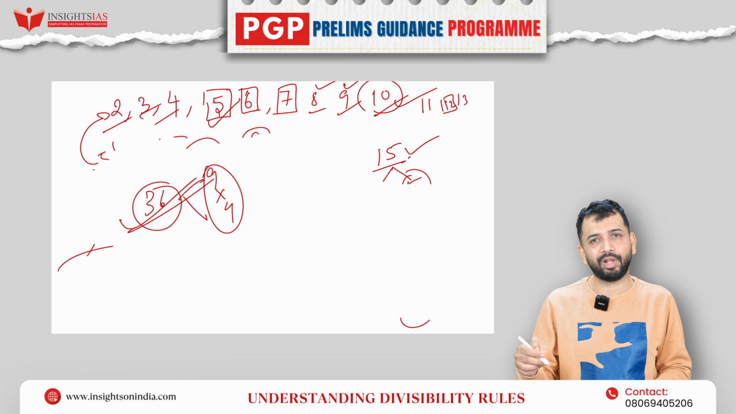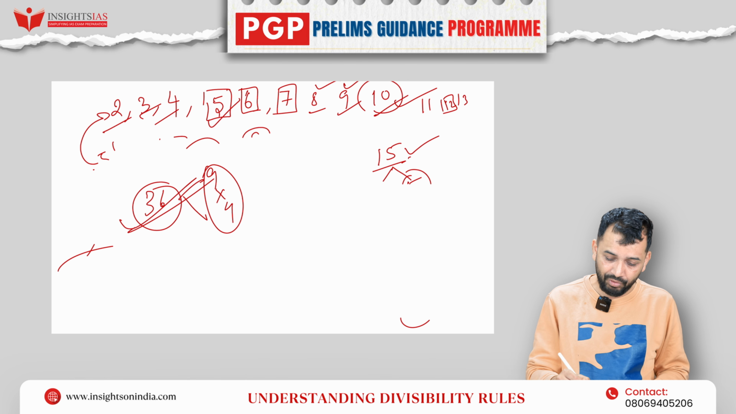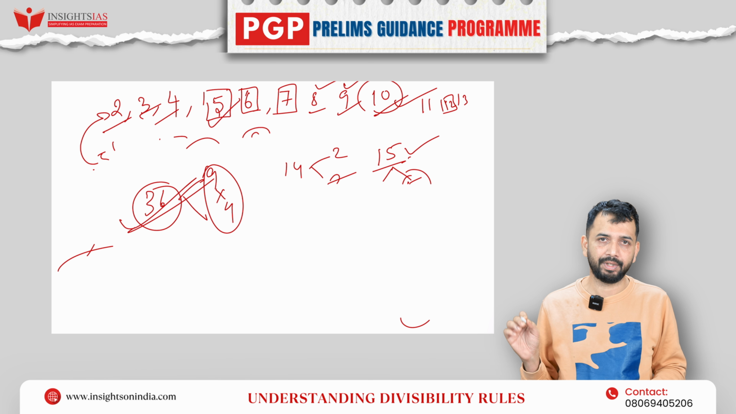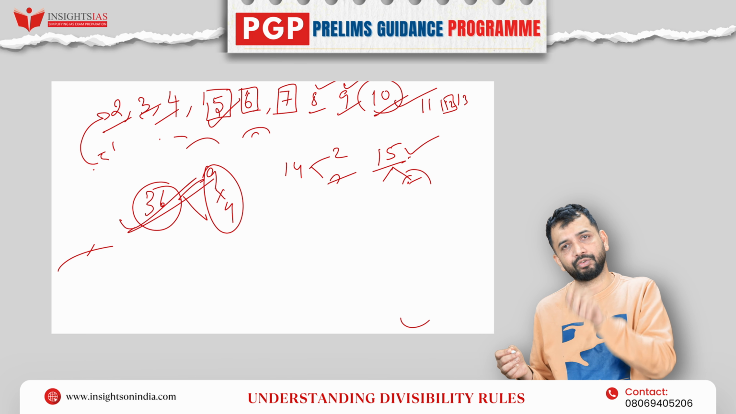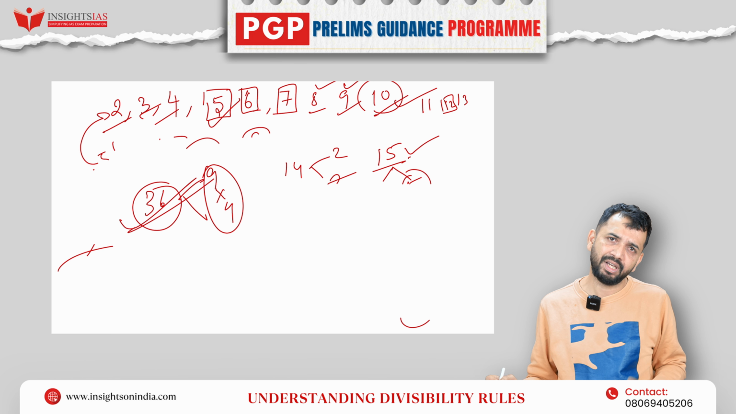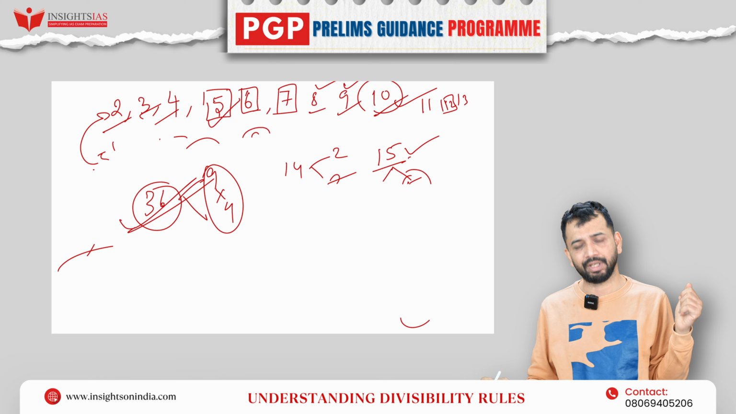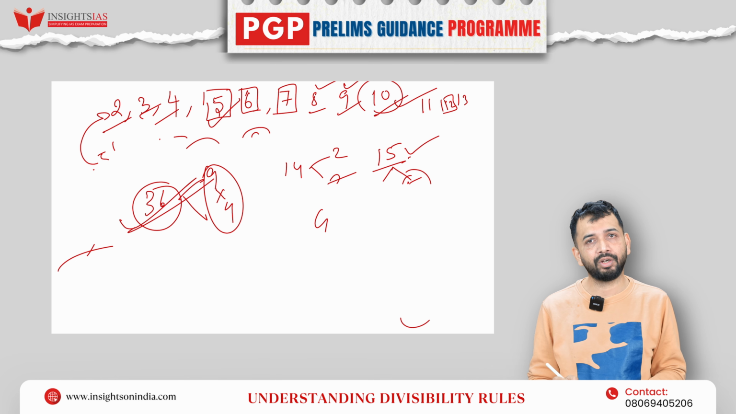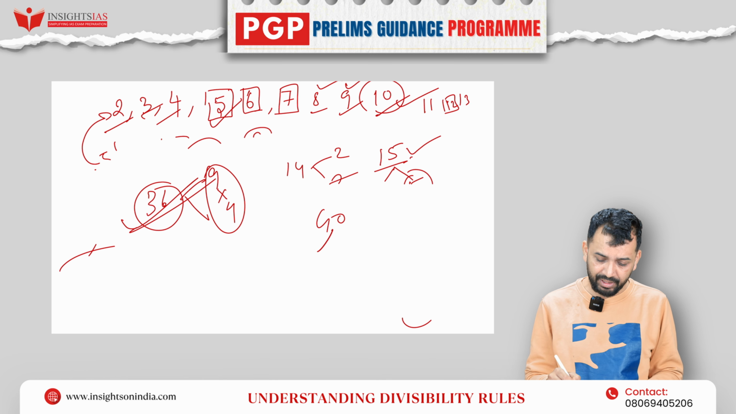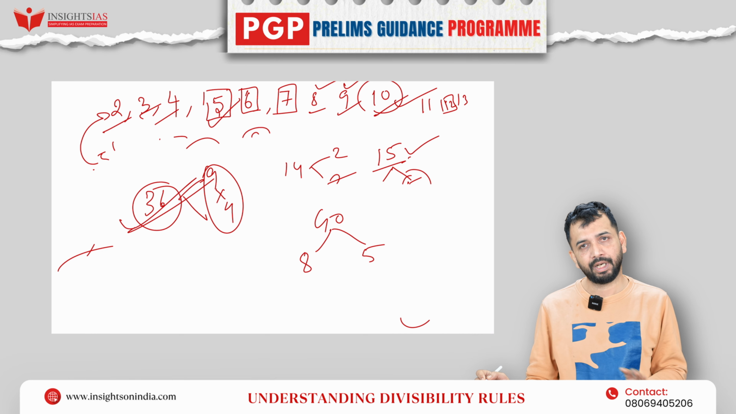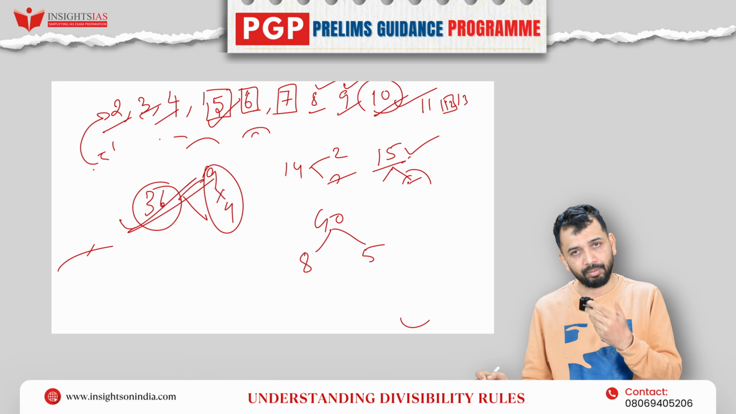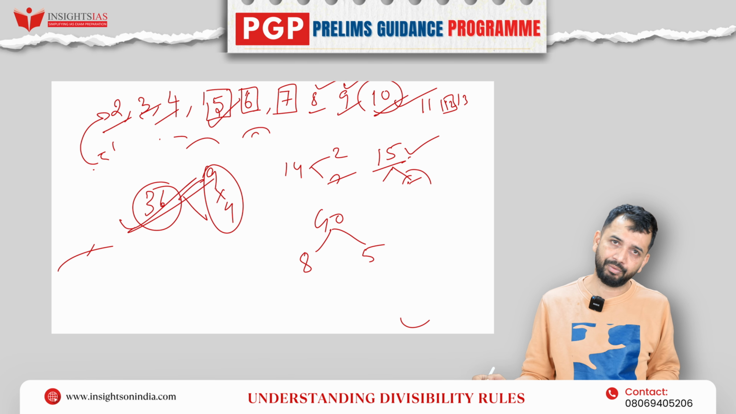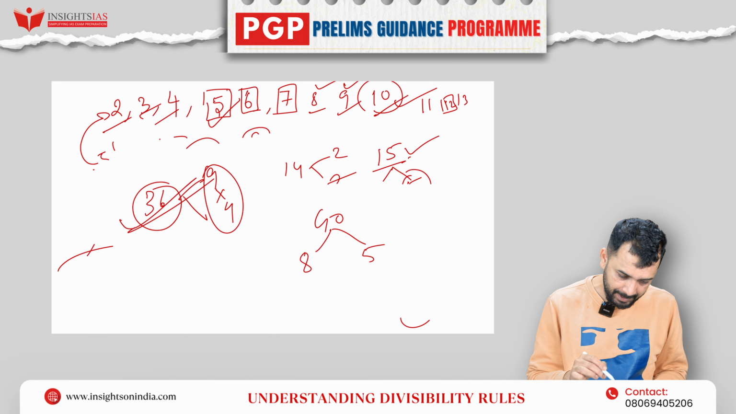Same rule goes for 12, 15, 14. If you want to have 14, then write it as 2 into 7, which are co-primes. So, if the number is divisible by 2 also, 7 also, then the number will be divisible by 14 also. Whatever the number they are giving, if they are giving you 40, all you have to do is make sure that 8 and 5, they are co-prime. So, if the number is divisible by 8 also, then 5 also, then the number will be divisible by 40.